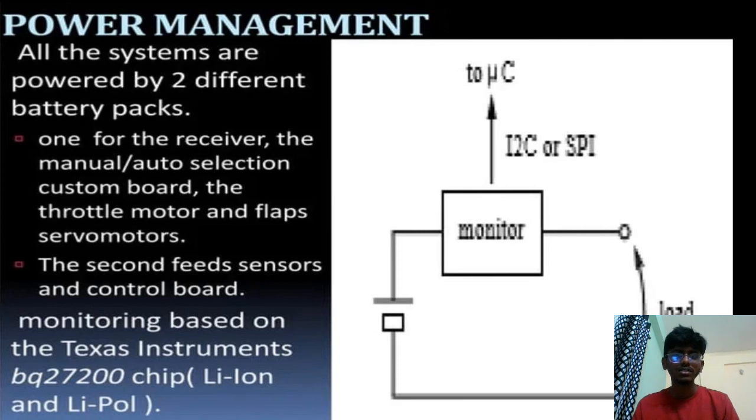Power management. All the systems are powered by two different battery packs. One for the receiver, the manual auto selection, custom board, the throttle motor and flap servo motors. The second feeds sensors and control board, monitored based on the Texas Instruments BQ27200 chip, Li-ion and Li-pol.